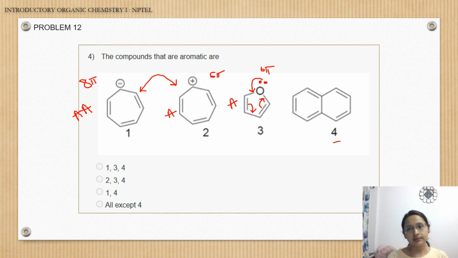Now coming to this last one. How many pi electrons? 10. So aromatic or anti-aromatic? Aromatic. So it is also aromatic. So just tell me the correct option then. I have told you which is aromatic, which is not aromatic. Which will be the correct option? Option number 2. So 2, 3, and 4 are aromatic compounds, whereas 1 is anti-aromatic. So is it clear to all of you how we have assigned aromaticity and non-aromaticity to these compounds?